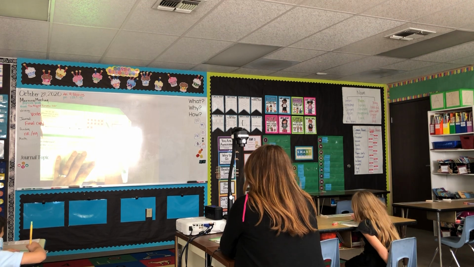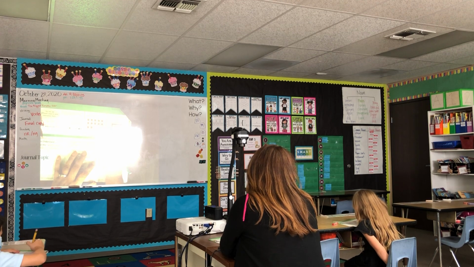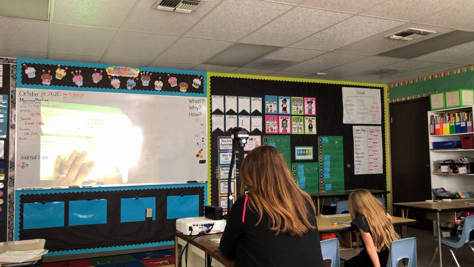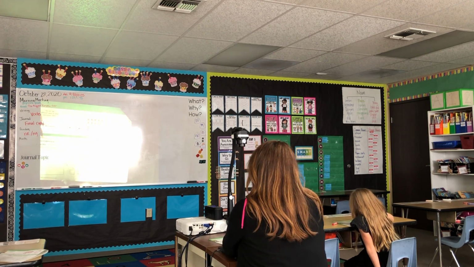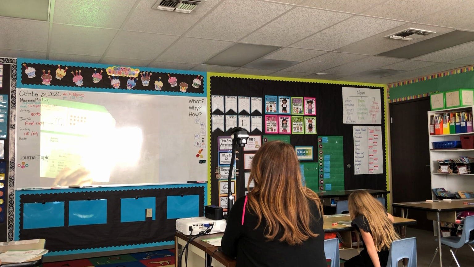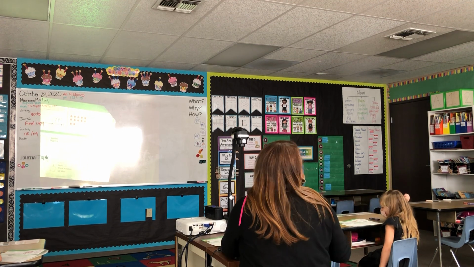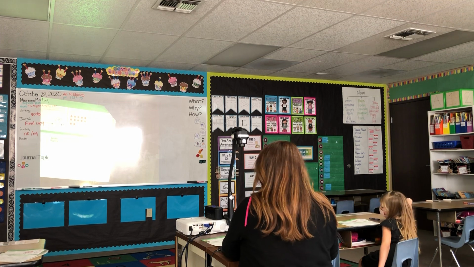Leah, how many is left over? I took away 8 circles. How many do I have left over, Leah? 4. 12 minus 8 is 4. You guys are awesome. The last one is we can think addition to subtract. We did this a lot yesterday. Let's go ahead and review it.